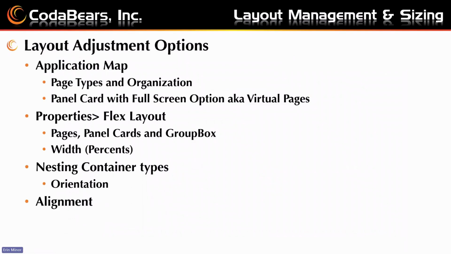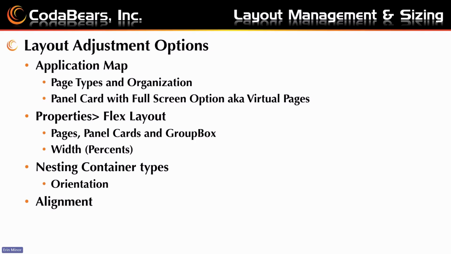All right, let's talk about your layout adjustment options in Application Studio. So you're going to start with your application map, and we already talked about navigating in Application Studio. So your application map is when you go into Application Studio, it's all those different pages. So we're going to talk about page types and organization. We're going to talk about panel cards and the full screen option, which they also call virtual pages. So if you ever hear virtual pages, it's essentially the same as the full screen option on a panel card.